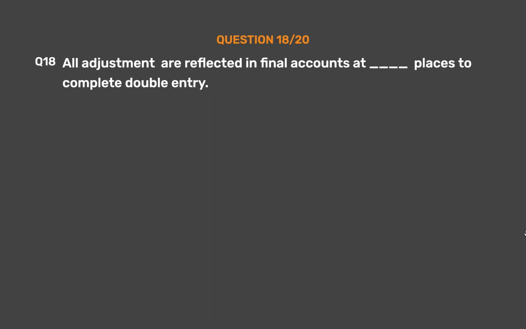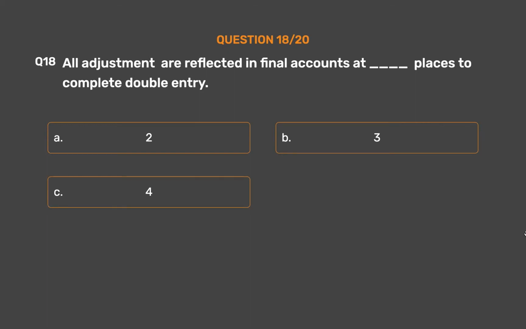Question number 18. All adjustments are reflected in final accounts at underscore places to complete double entry. Option A, 2. Option B, 3. Option C, 4. Option D, 5. The correct answer is option A, 2.